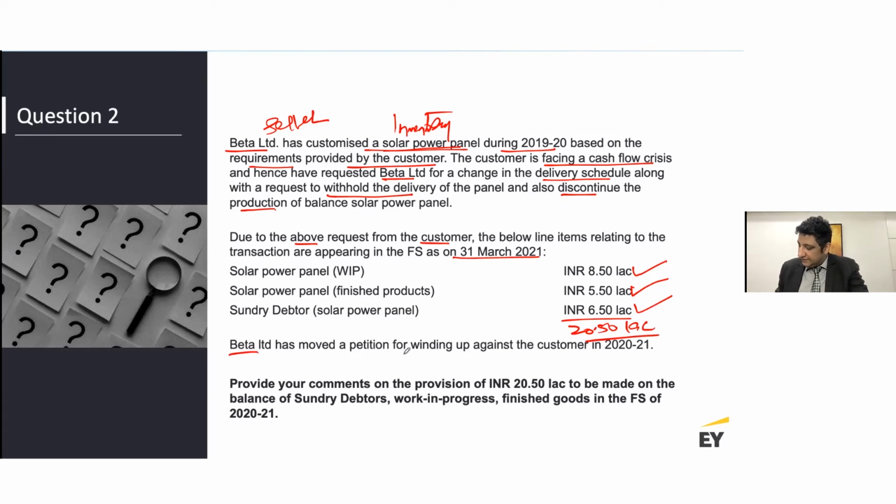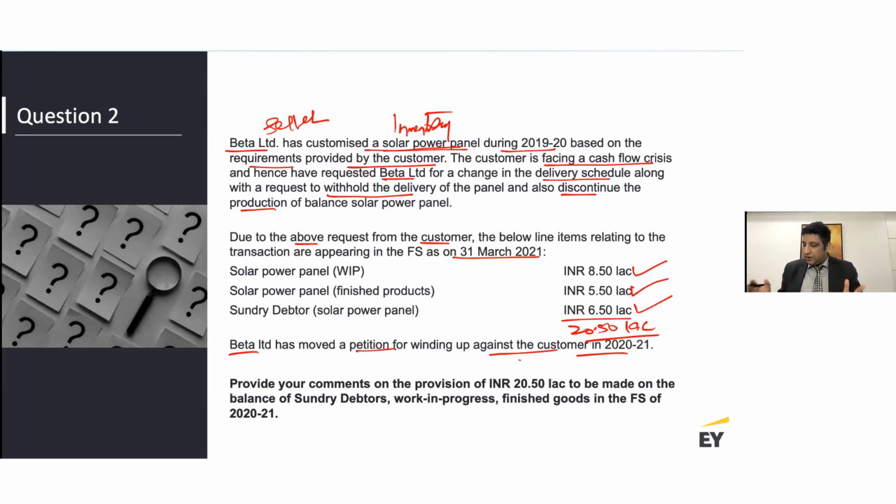Also, Beta Limited has moved a petition for winding up against the customer in 2021. What is the requirement of this question? It says that provide your comments on the provision of this 20.5 lakh rupees to be made on the balance of sundry debtor, work in progress, and finished goods in the financial statements for this year, which is 2020-21.